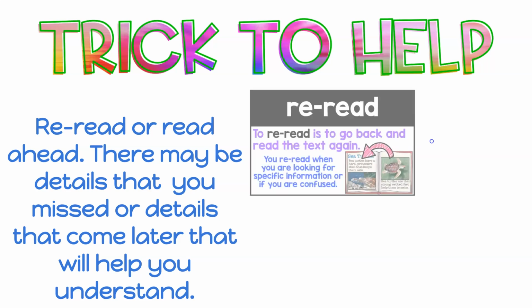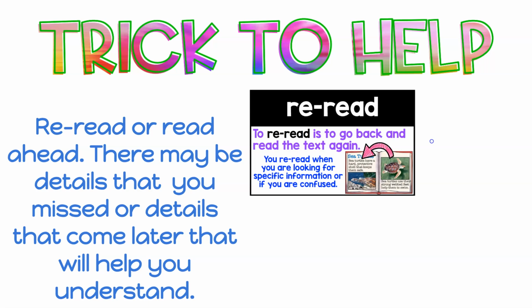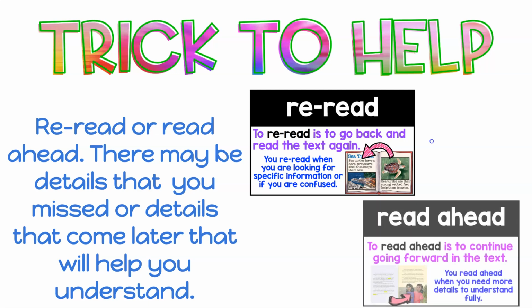So rereading just means to go back maybe to the beginning of a page, maybe to the page before, and read it again, looking for specific information that you were confused about. And reading ahead is just to continue forward into the text. Maybe read a couple more sentences or one more paragraph. As you read ahead, you might gain more details to fully understand. So this is just one fix-up strategy to help you.